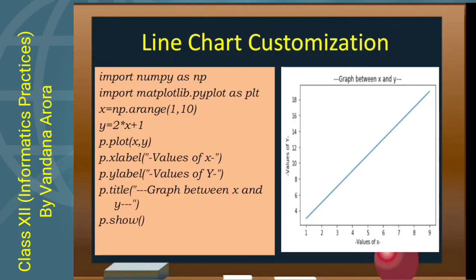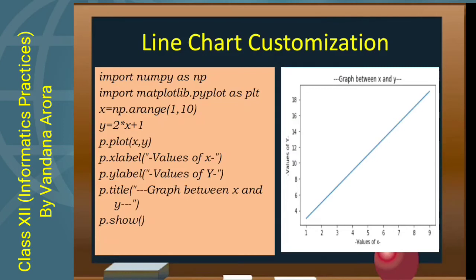You can see in the diagram now we have used labels for the x-axis, y-axis, and at the top, graph between x and y, that is the title of the graph. What other functions have I used here? You can see p dot xlabel, value of x. This is used for labeling the x-axis. p dot ylabel for labeling the y-axis, and p dot title function is used for the title of the graph. The rest of the lines are the same as in the previous slide.